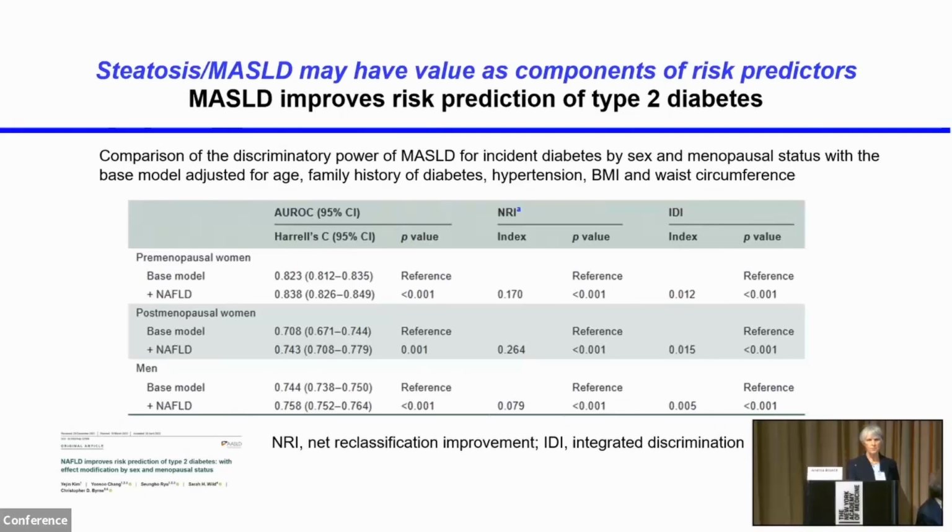So in addition to being important because it can uncover liver disease and potentially identify metabolic syndrome, the utility of finding steatosis in MASLD is that it could also improve risk predictions for other diseases, and in particular for type 2 diabetes. So MASLD really improves risk prediction for type 2 diabetes, as shown in this study.